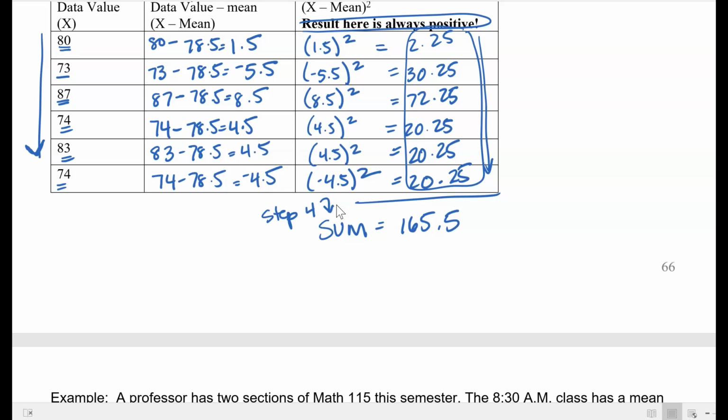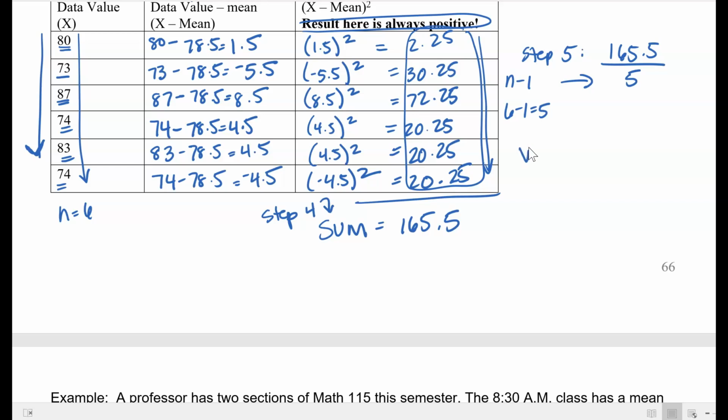Step 5 is we're going to divide 165.5 by n minus 1. In this case, n is going to be 1, 2, 3, 4, 5, 6, so our n is 6 because there are 6 data values here. So 6 minus 1 is 5, so we're going to divide by 5. That's step 5, and that's going to be our variance. So our variance, if we divide those two numbers, is 33.1, okay.